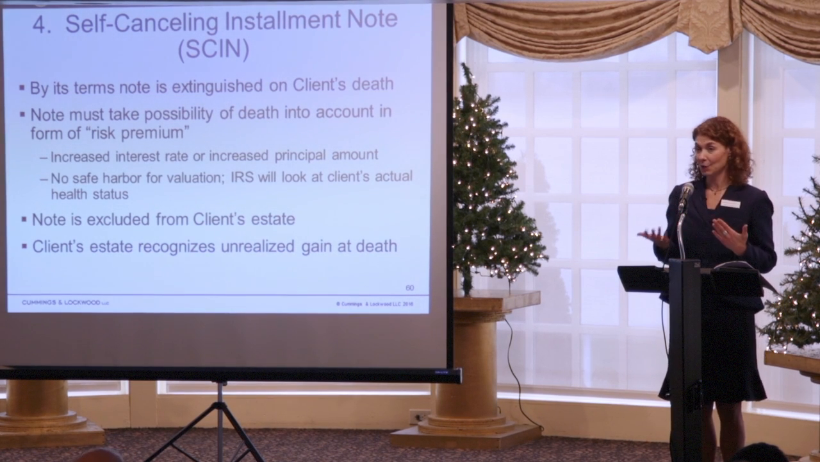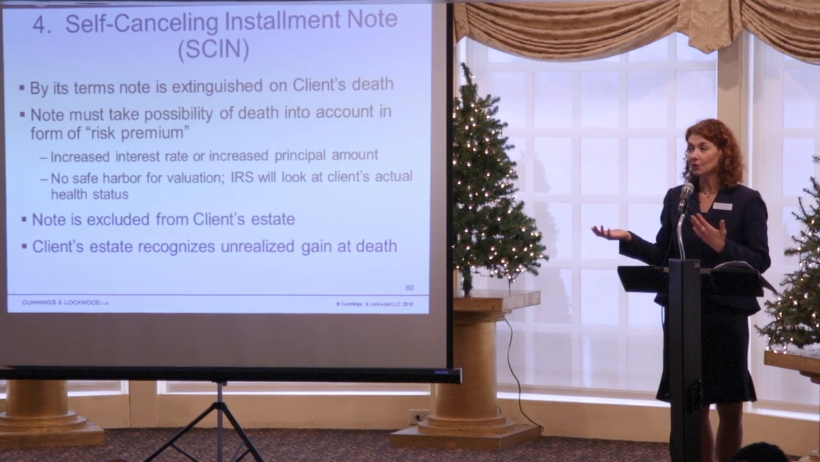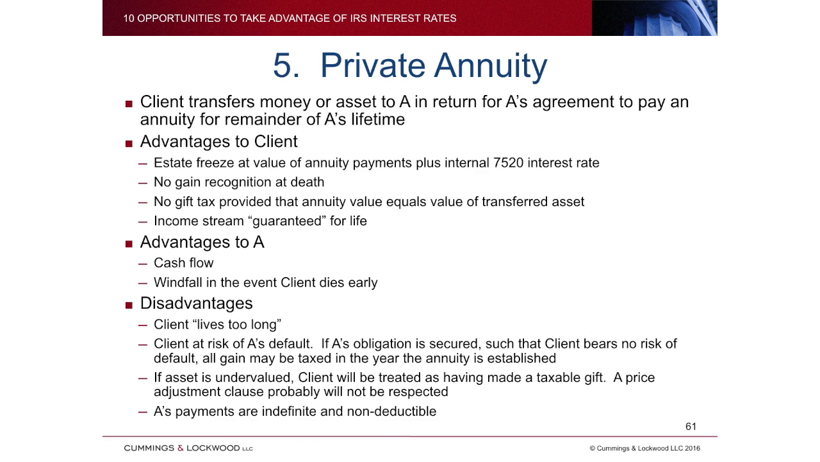Because that's kind of a good deal for the purchaser of the note, like the kids, you have to attribute a risk premium, you pay a little extra for that cancellation aspect, and in that connection you would need to get that appraised. For the private annuity, similar idea.